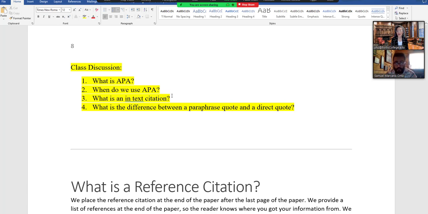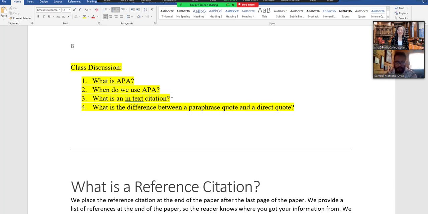Whenever we use numbers, dates, historical facts. And what is the difference between a paraphrase quote and a direct quote? A direct quote is directly from the thesis they propose, and a paraphrase is you put it in your words, but still supporting the thesis. You put it in your own words.